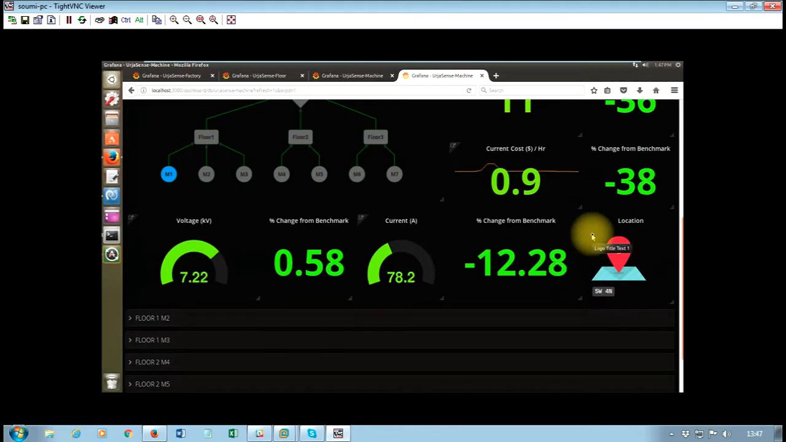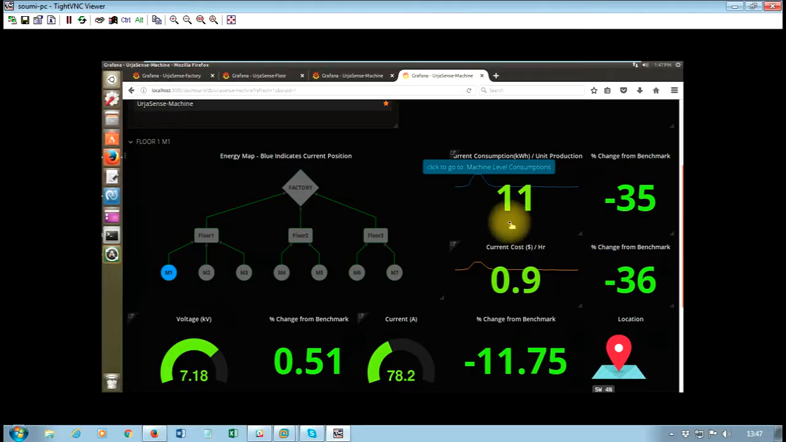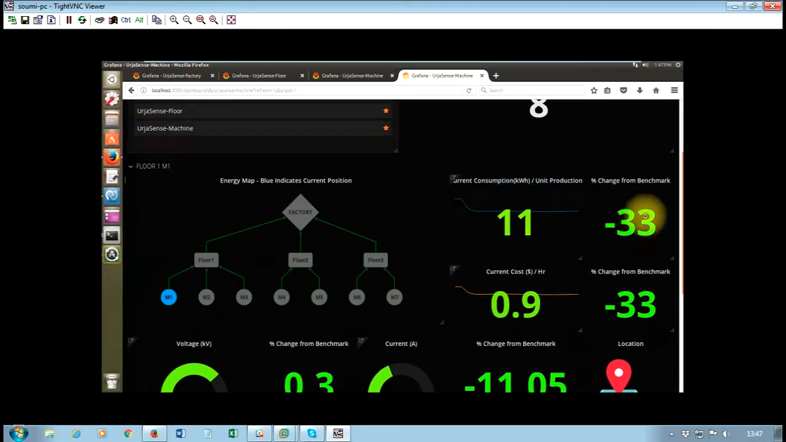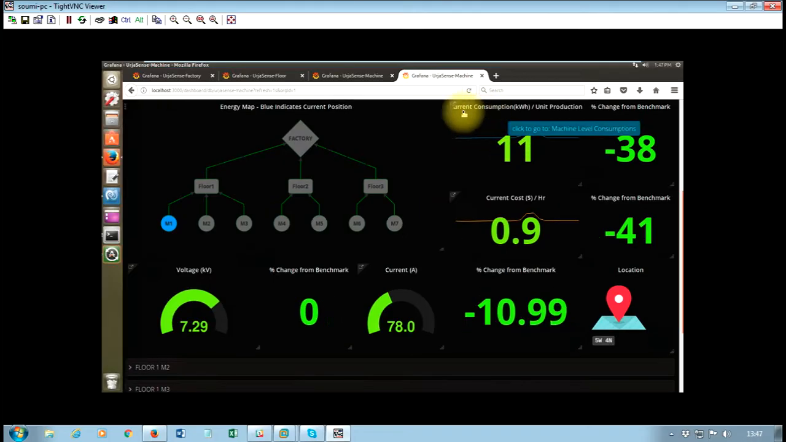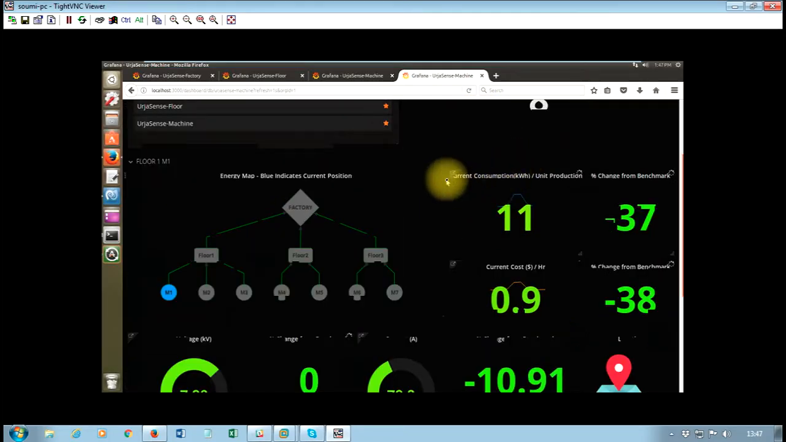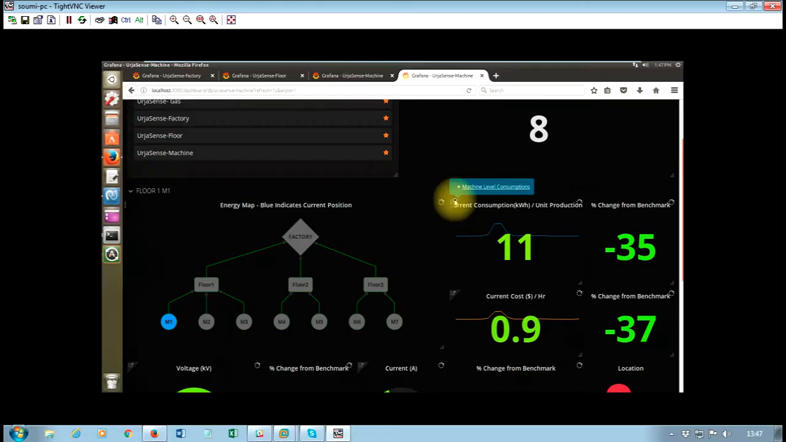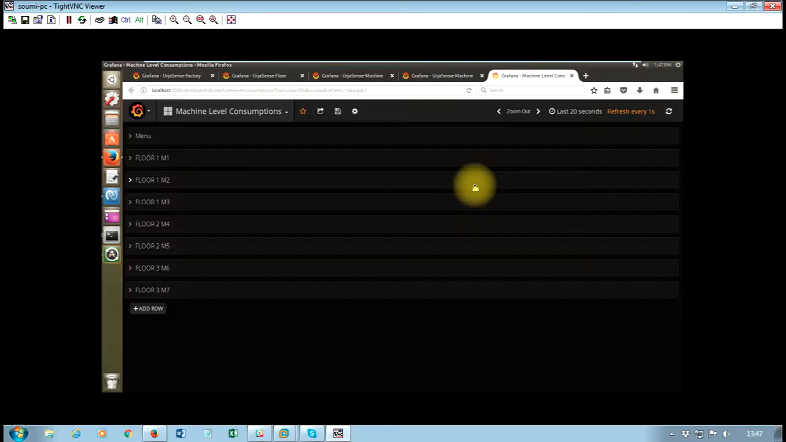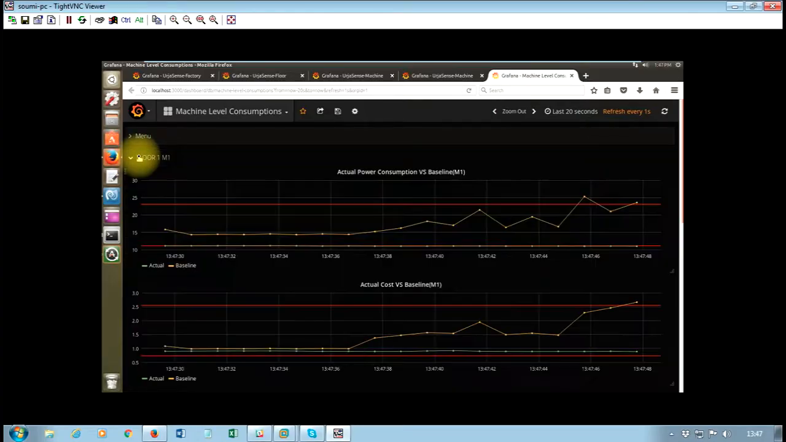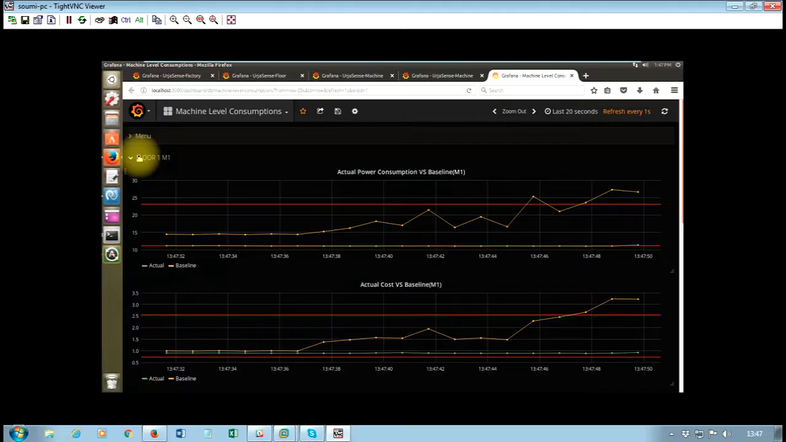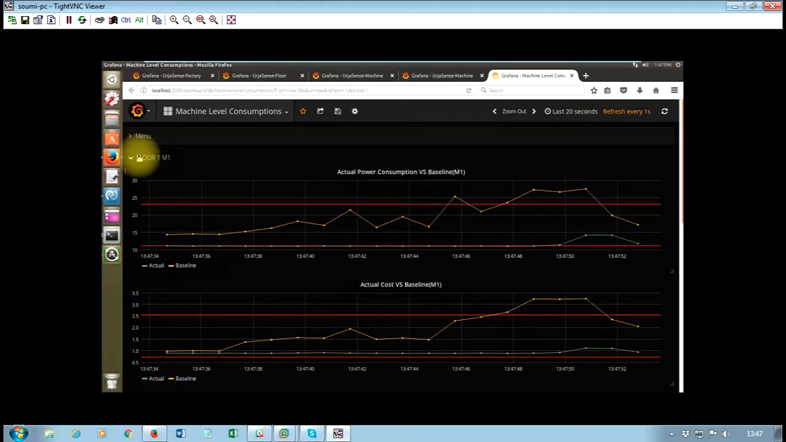And this is the machine level summary, and it shows the current consumption levels and the percentage change from benchmark, which is 33%, 34% change, and that shows that there is a big difference from the benchmark level of consumption for that particular machine. And we can go deeper to see why this is happening, or what detailed description we can give about the voltage, the amperage, and the actual power consumption, the cost, how it is changing over time.